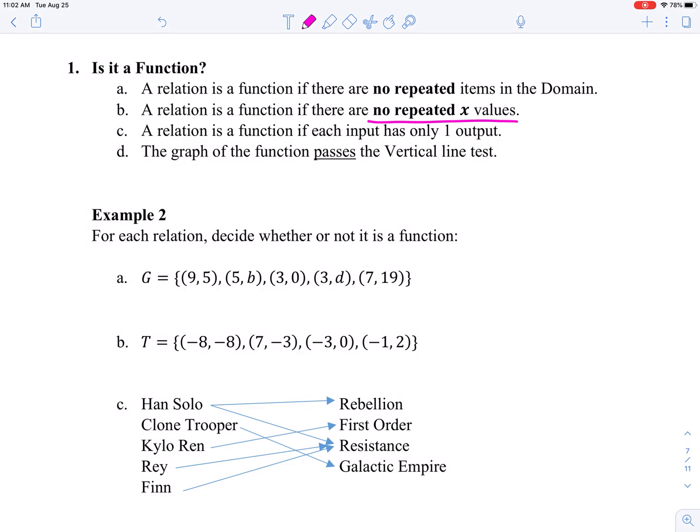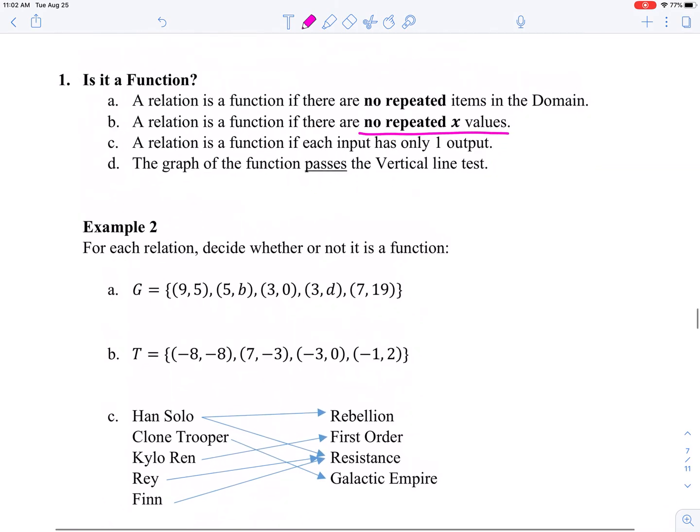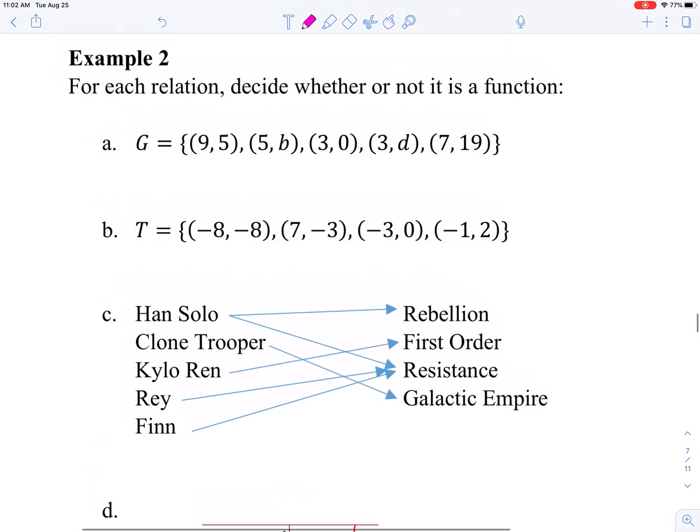Part C, a relation is a function if each input has only one output. Okay, so each x value only gets one y value. And the last one, part D, the graph of the function passes the vertical line test. I'm going to show you that vertical line test in just a second here. Alright, so here, let's look at an example. We're going to use those definitions.